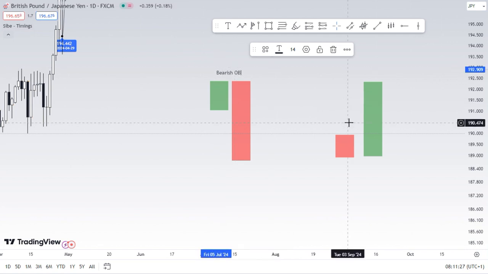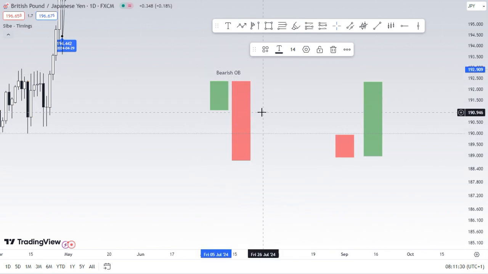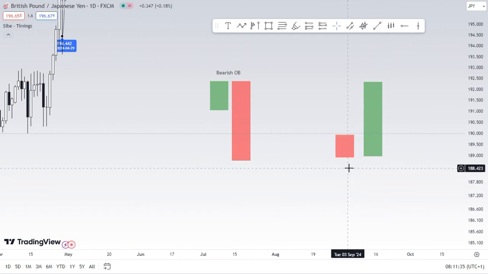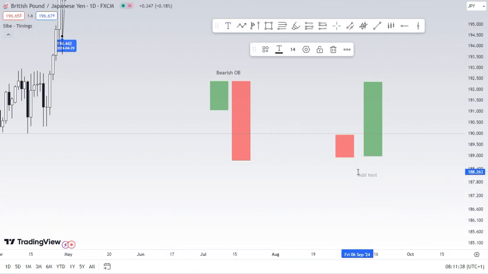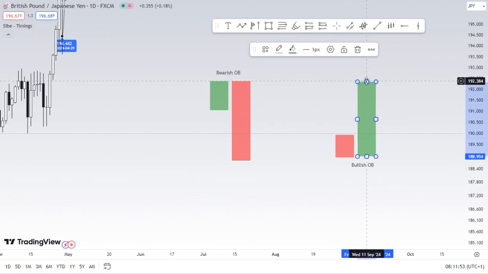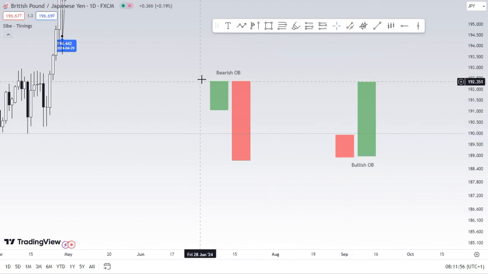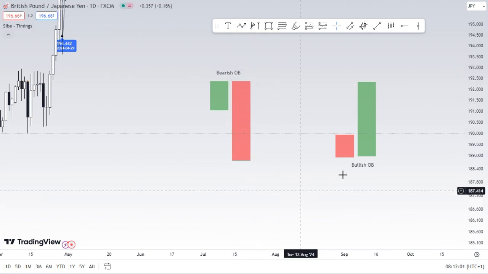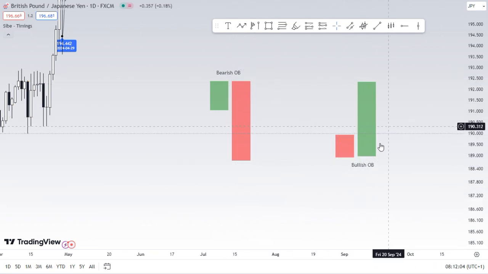Bearish OB. OB stands for order block. So anytime you see me put OB on the chart, it's order block. And this will be a bullish OB. So we have bearish order blocks and then bullish order blocks. So a bearish order block is going to be the last buy candle before this sell move, okay, which is this one. And then the bullish OB is going to be the last sell candle before this buy move.